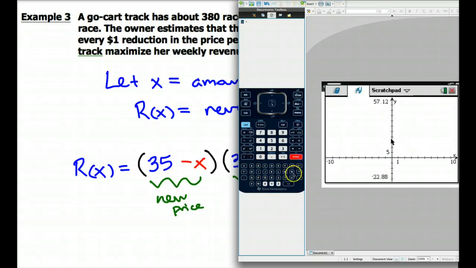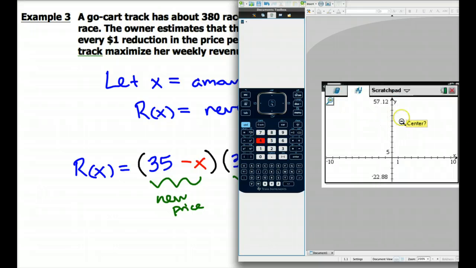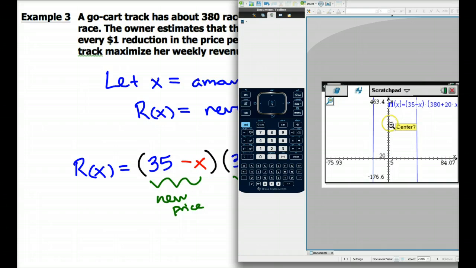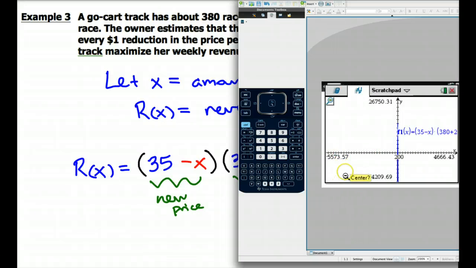Okay, and if we type that in, the way my window is right now, I can't see anything, so I'm going to go to my window zoom feature, zoom out. I'm just going to keep doing that until I can see a vertex. Okay, and it looks like my y values are good enough now that I can see a vertex. Now, this doesn't really look like a parabola because I've zoomed out on x too much.